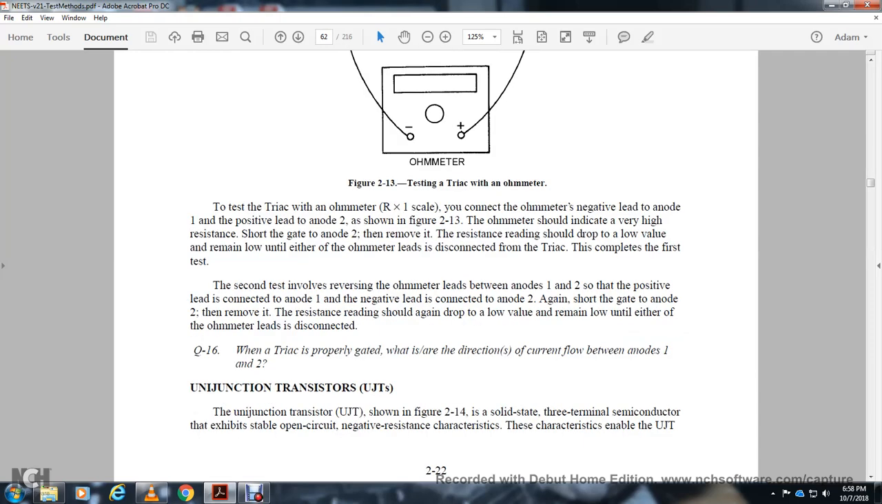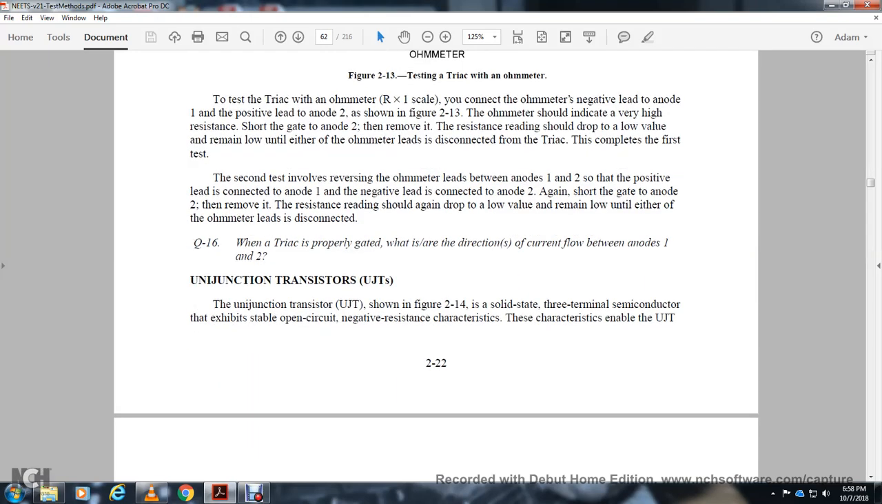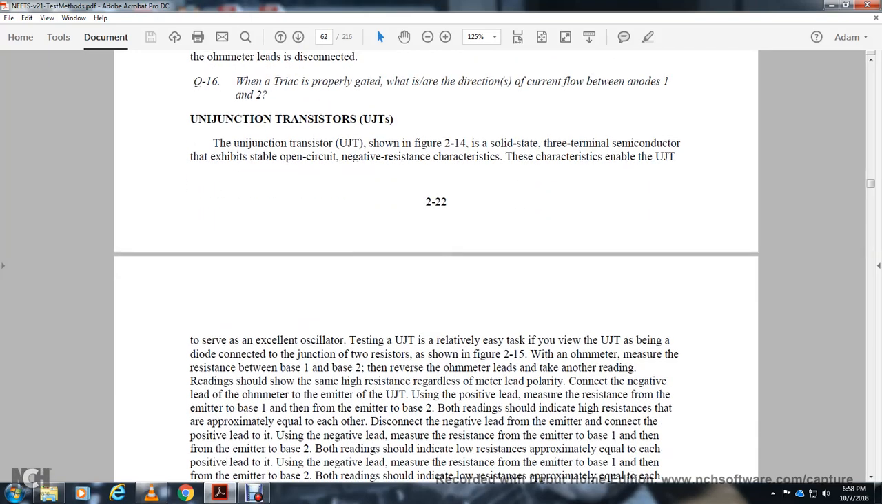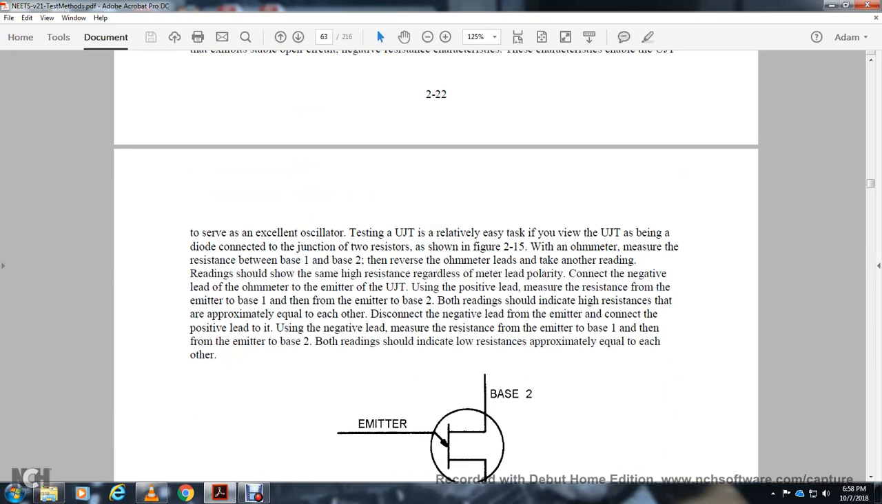Next, the unijunction transistor, shown in figure 2-14, is a solid state three terminal semiconductor with a stable output circuit and negative resistance characteristic. This characteristic makes the unijunction transistor an excellent oscillator. Testing the unijunction transistor is relatively easy. From the view of the test, the unijunction transistor can be seen as connected with the junction of two resistors, as shown in figure 2-15.